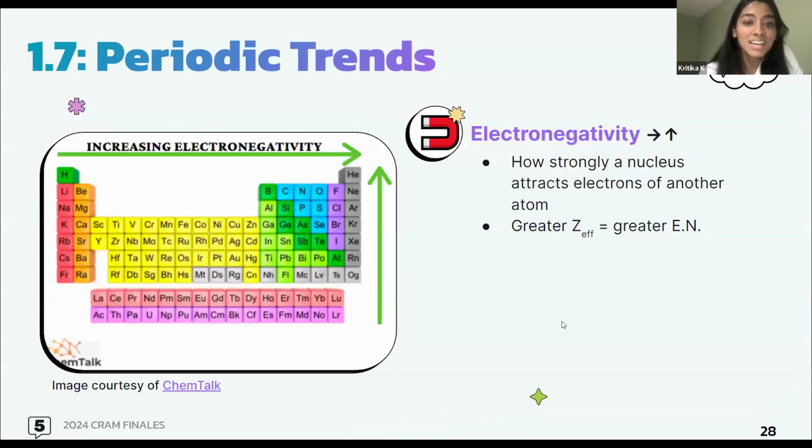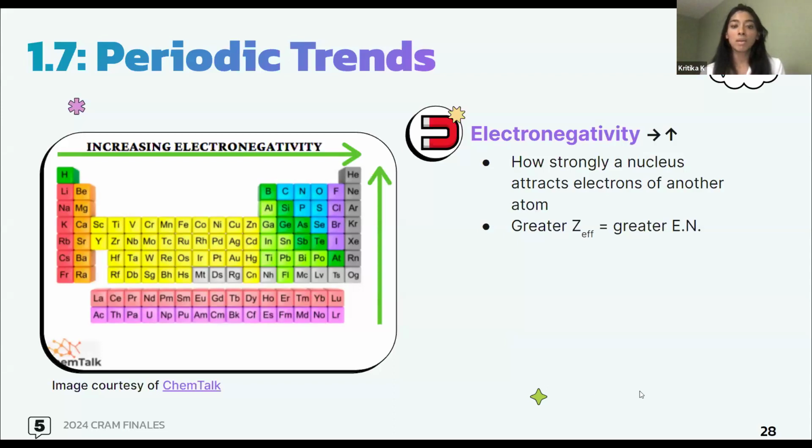I love that. Okay, so electronegativity is a really important concept in chemistry. So this is how strongly a nucleus attracts electrons of another atom. So it's really similar to effective nuclear charge, but the main difference between effective nuclear charge and electronegativity is that electronegativity is how strongly one nucleus of one atom attracts the electrons of another atom, while effective nuclear charge is within the same molecule. So, could you go back? Thank you. So this increases as you move from left to right, and it also increases as you move from down to up in the periodic table.